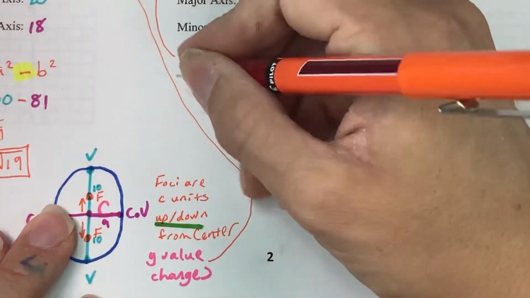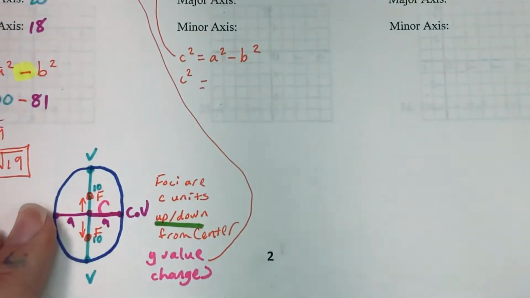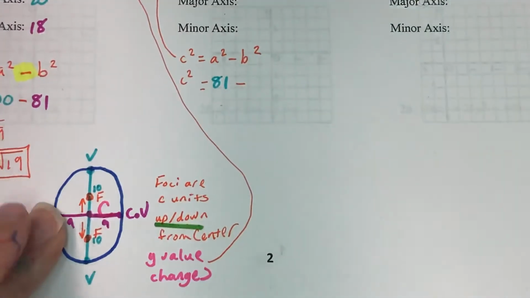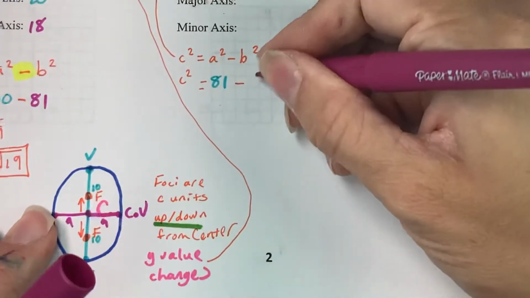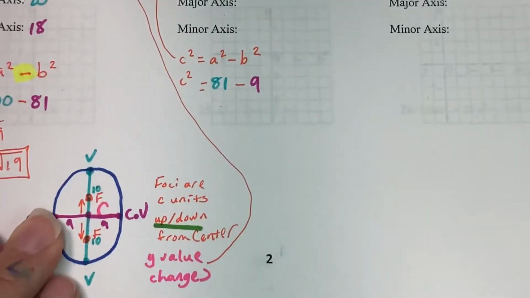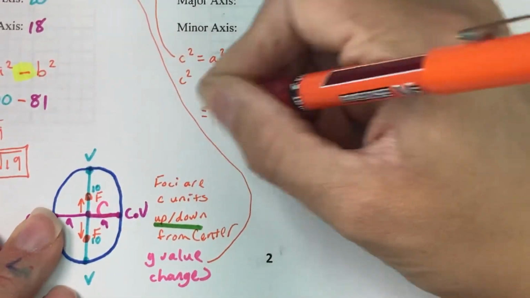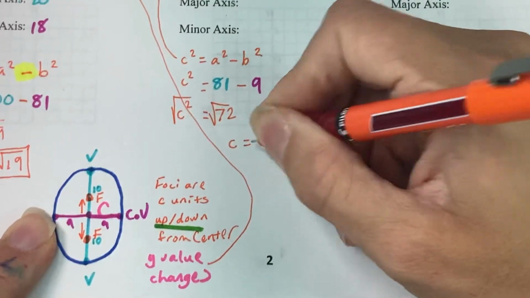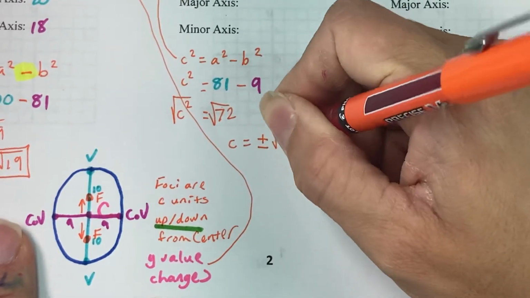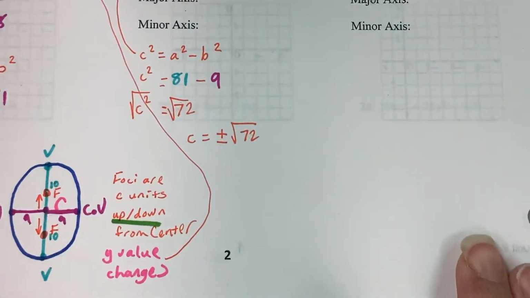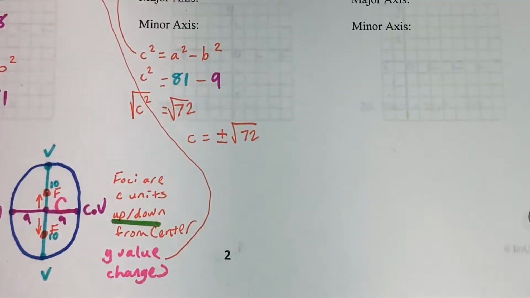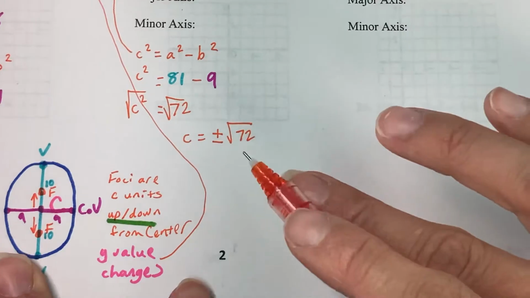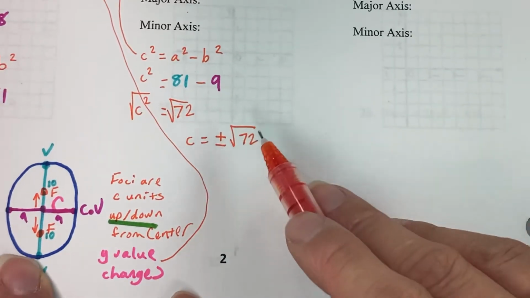So plugging in our known values, we've got c squared equals our a squared, 81, minus our b squared, which is 9. Now 81 minus 9 gives me 72. So if c squared is 72, then c is equal to plus or minus the square root of 72. So remembering that plus or minus is an important little detail. And also take a look at our c value here. There's something that's not quite right about the square root of 72.